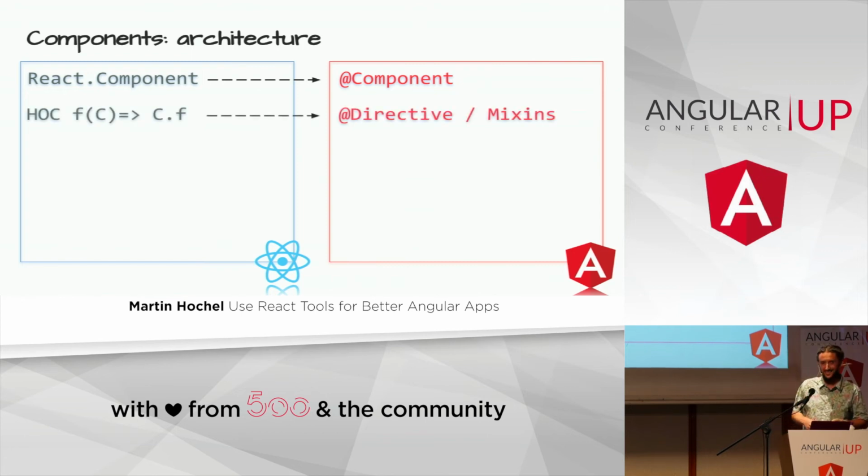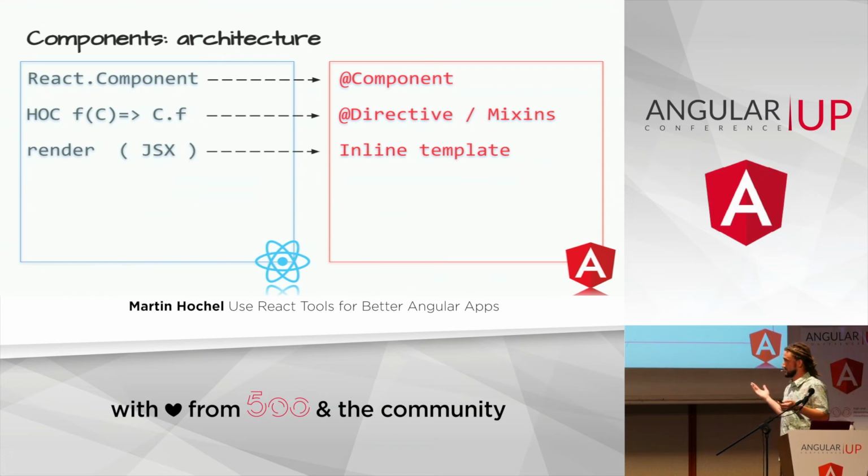How do we extend our component behavior? React uses a more functional approach via higher-order functions. In Angular, you can use class mixins or directives, which is a more OOP approach. But again, it's very similar. For rendering your view, the source of truth in React is the render method, which uses JSX. In Angular, you can use the same as inline templates. I highly recommend using inline templates. We are using only inline templates in our code base.